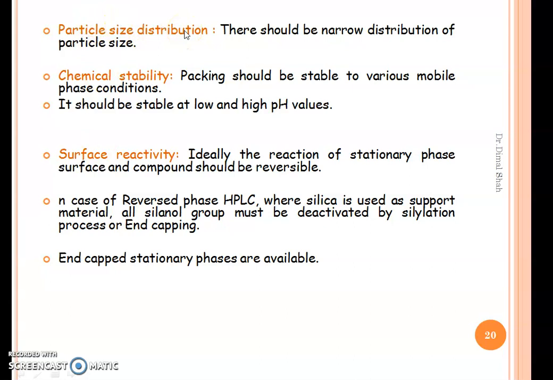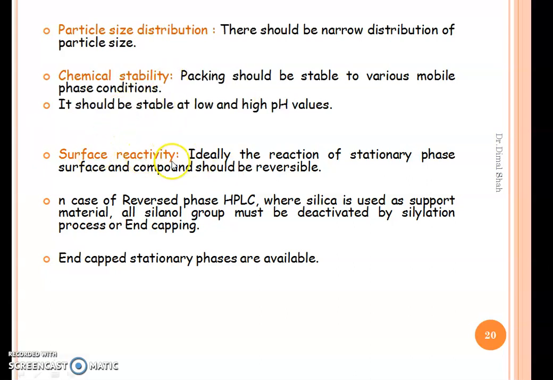Particle size distribution of stationary phase: ideally, there should be a narrow distribution of the particle size. Another point is the chemical stability. The column packing, the stationary phase, should be stable to various mobile phase conditions, and specifically, it should be stable at low and high pH values. Because many a times when we are using a buffer where we set a pH of the mobile phase, such pH should not damage the stationary phase which is used.